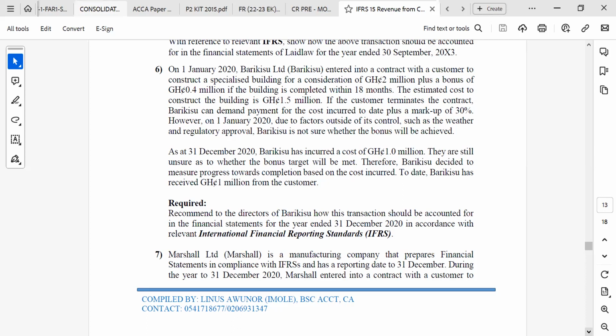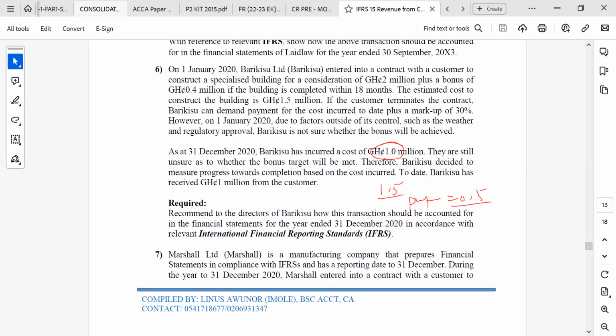They have incurred 1 million out of 1.5, isn't it? We know that if you incur all the 1.5, it means that you have completed the work, isn't it? Then you are going to be having a profit of what? 0.5. So it means that 1.5 is equal to the 0.5. Now you have incurred only what?